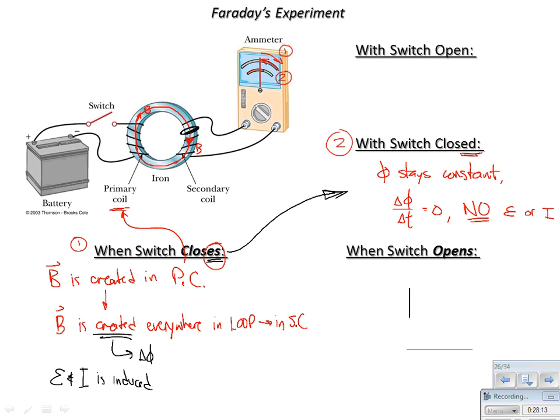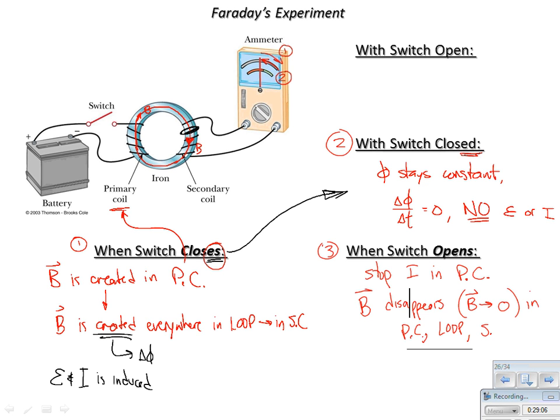Now this seems odd, but maybe it doesn't. Let's go to 3. At the instant when we actually open the switch, what happens? We stop current in the primary coil, and therefore B, the magnetic field, disappears, or B approaches 0 in the primary coil, the loop, and the secondary coil.